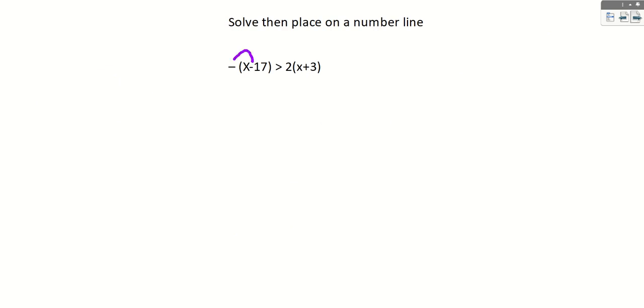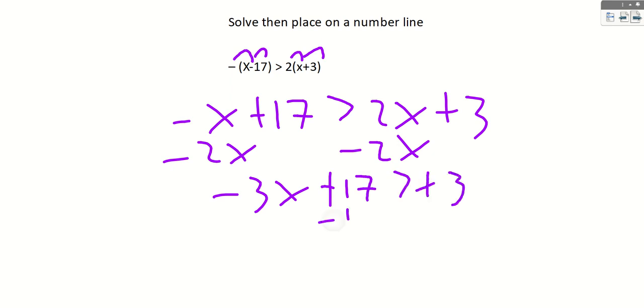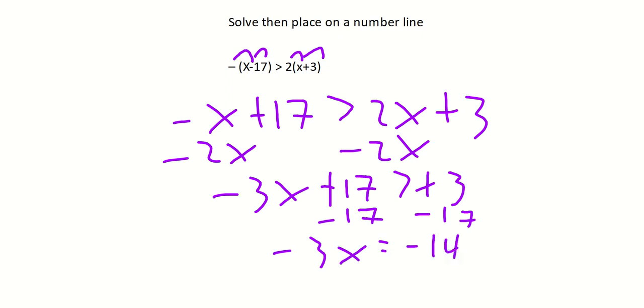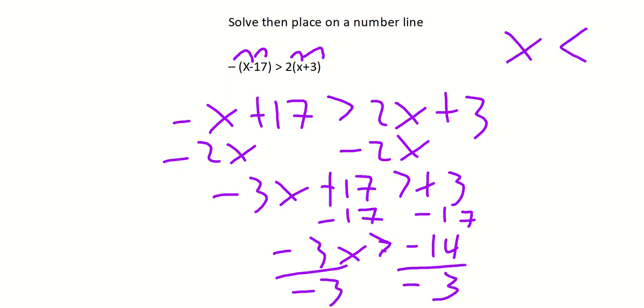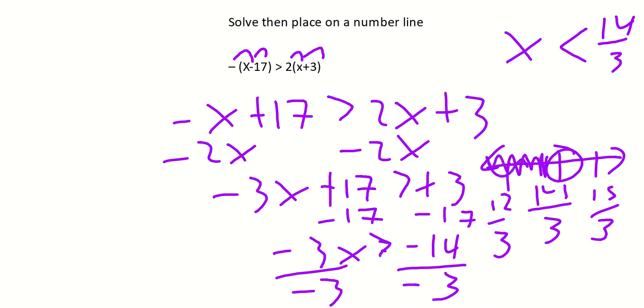Solve and then place on a number line. I'm going to distribute, and I'm going to distribute. So I get negative x plus 17 is greater than 2x plus 3. Then I'm going to combine like terms. All right, since I'm dividing by a negative, that means my sign flips. And now I have 14 over 3. So my number line is going to be 14 over 3. And then a number bigger than that, let's say 15 over 3, and smaller than that, 12 over 3. It's going to be an open dot because it's just less than, and says all the numbers less than it.